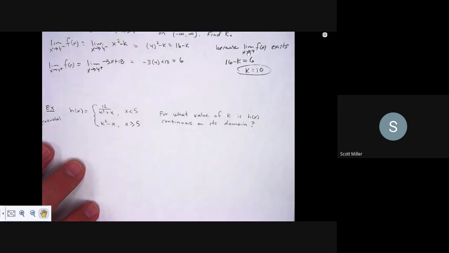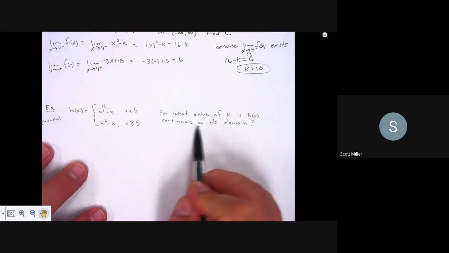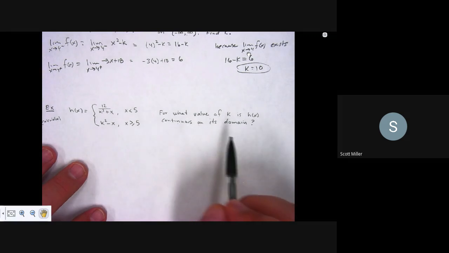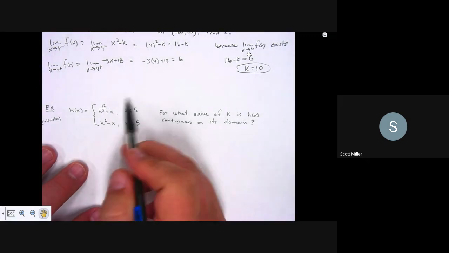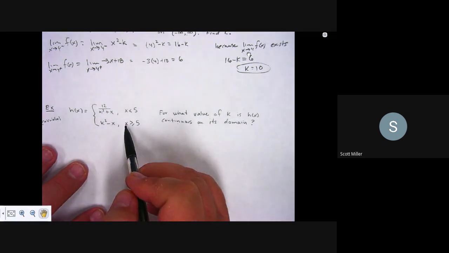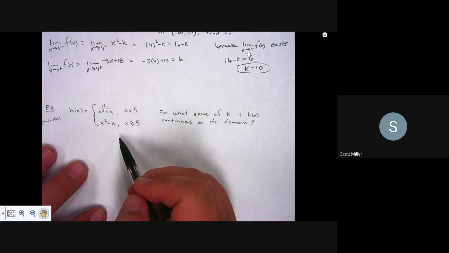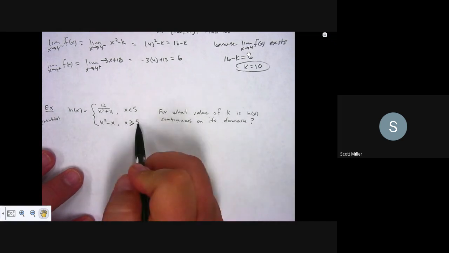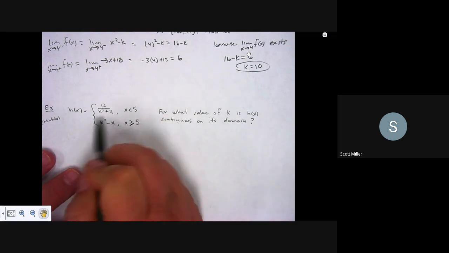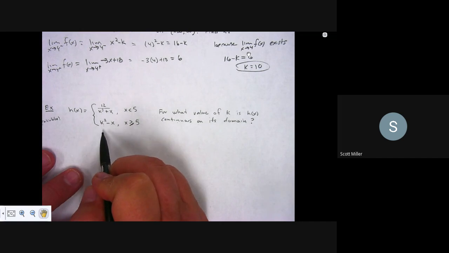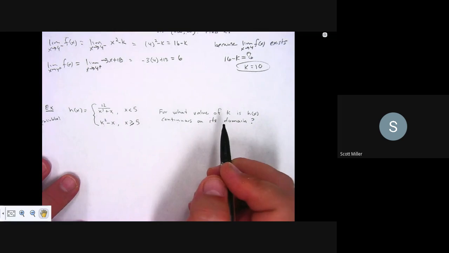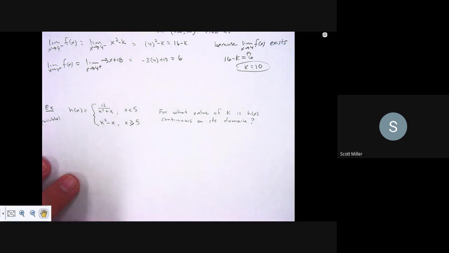What about this one right here? Here's h. For what value of k is h continuous on its domain? So the one location that can be suspect here would be at 5. So I want this to be continuous at 5. So is there a value at 5? Yes. If I take 5 and plug it into here, I'm going to get an h of 5. It does indeed exist. There is a value here. So it really boils down to that limit again. Does the limit exist?